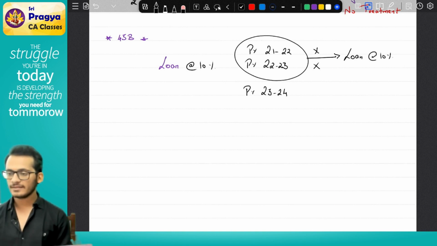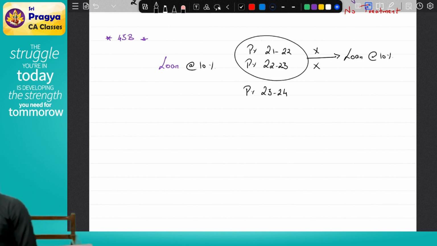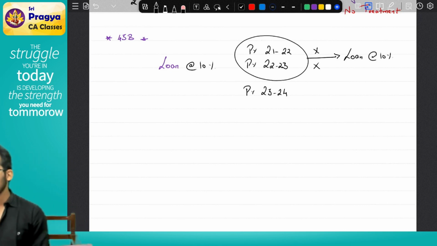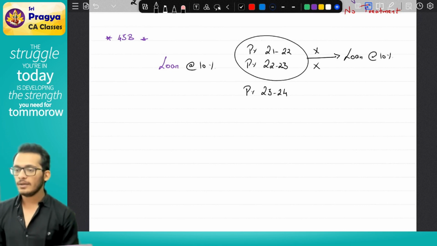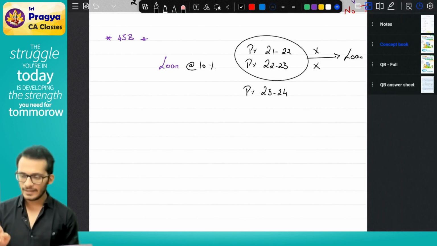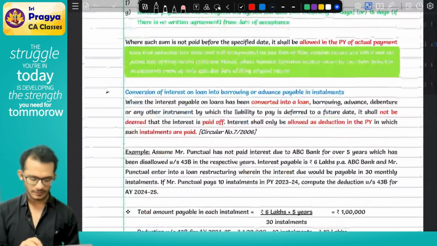So what did income tax come and say? I will not allow this interest to you just because you have converted the interest. I will only allow the interest in the year in which you pay the converted loan. Yes or no? Logically right? Yes. That is what the section says.